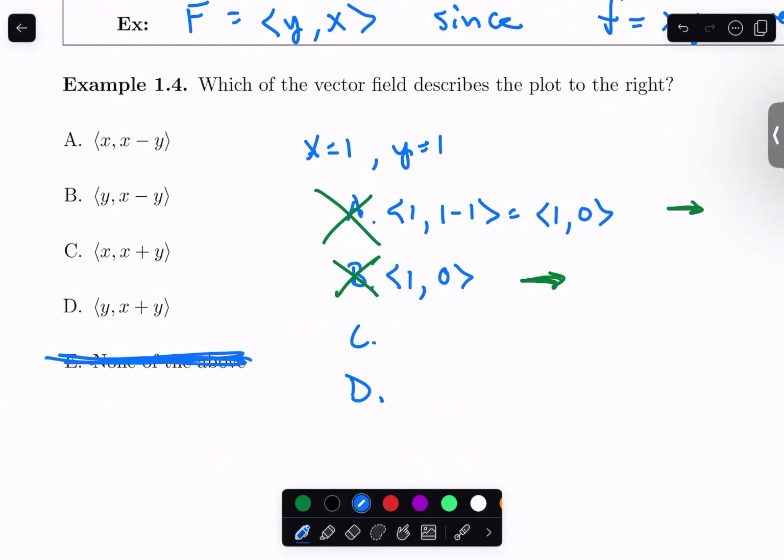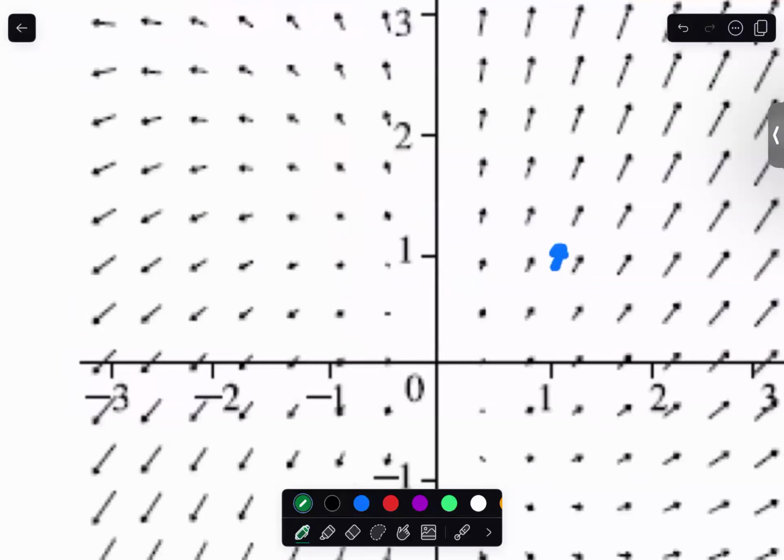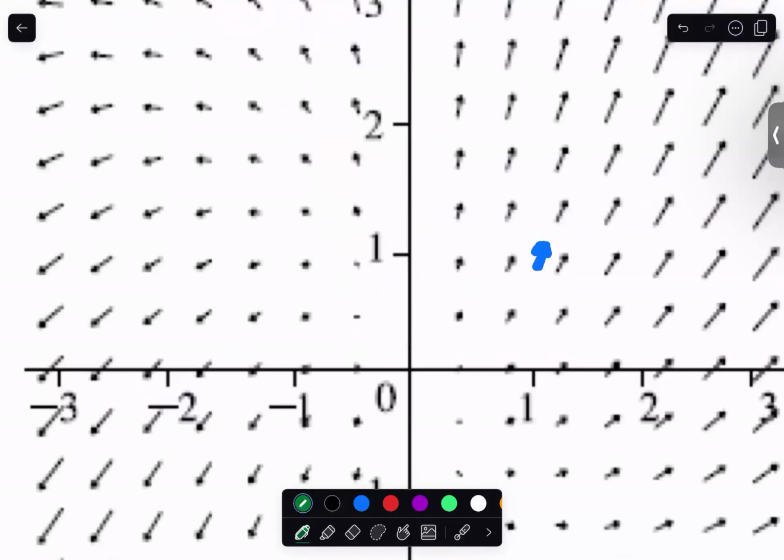Option C and D both give 1, 2. Right? So when I plug in, everywhere I see an x, I plug in a 1. Everywhere I see a y, I plug in a 1. Right? We're going to get 1, comma 2 for both of these. So in both of these cases, they are pointing a little bit to the right, but more up. Right? Twice as much up as they are pointing to the right. And so, yeah, this kind of looks reasonable, right?